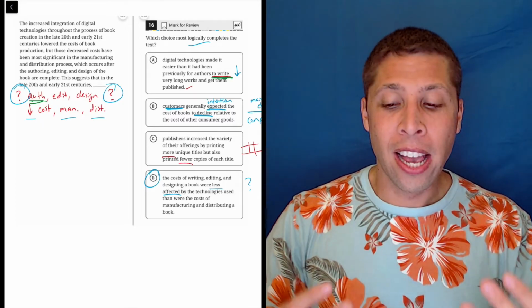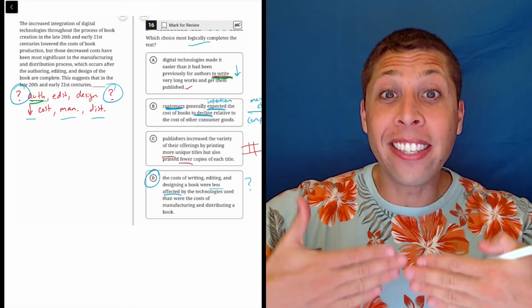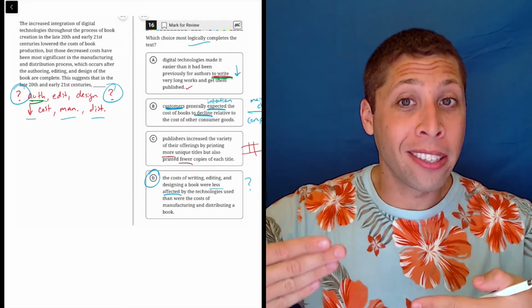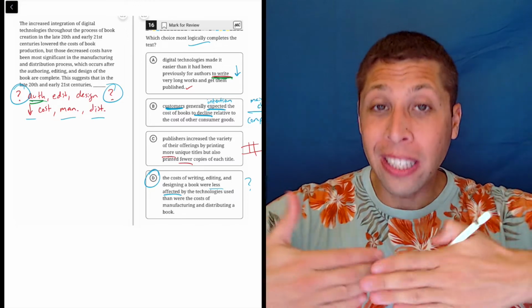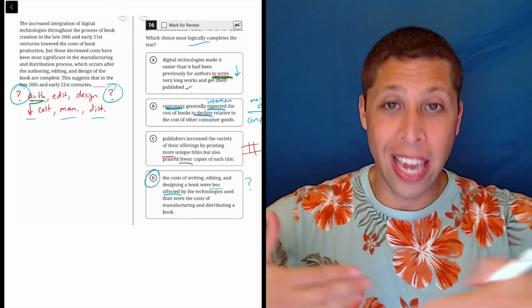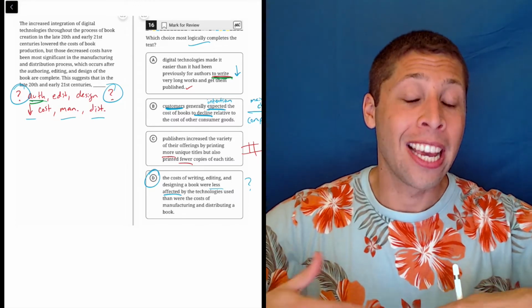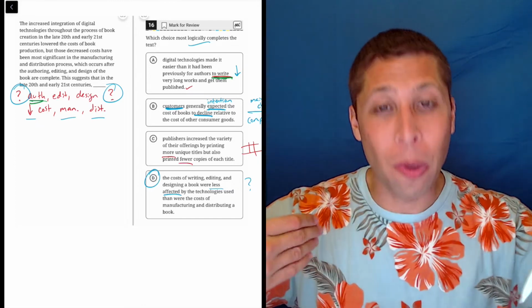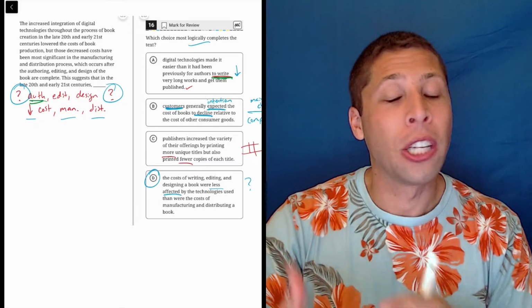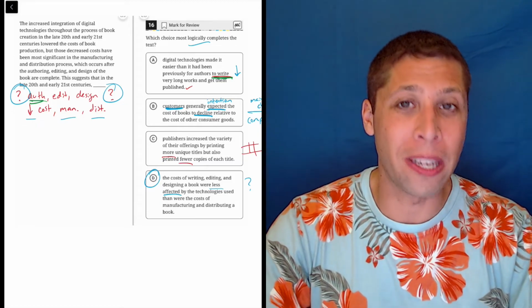So if you were considering A versus D, try to think about the distance between the lines and the choice that you want to pick. The further the distance, the more of a leap that you need to make, the more justification that you yourself need to bring in, the less likely that choice is to be correct. We want short distances. We want choices that are very close to what the lines are saying. That usually means it's correct.